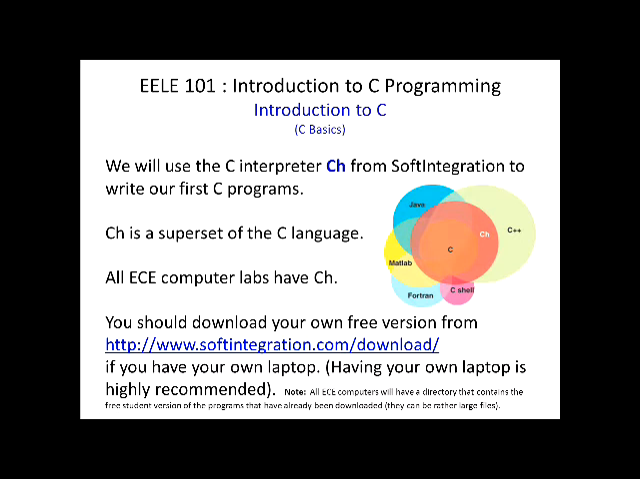The C interpreter we are using is CH from Soft Integration. CH is a subset of the C language. So here, if we look at the overlap, this is what CH encompasses. It's nice because it has some plotting routines built in that a normal C compiler doesn't have.